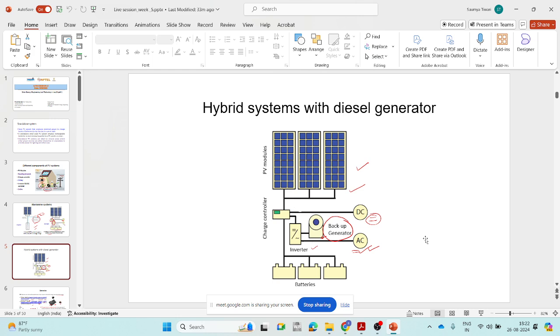Now, a hybrid system can also exist where you are using a PV module and simultaneously you are also using a generator. So it's like a backup generator. When the power generated from the PV system is not enough to drive your load requirement, then you can use this generator as backup for your various load requirements. So I hope these different types of standalone PV systems are clear to you.